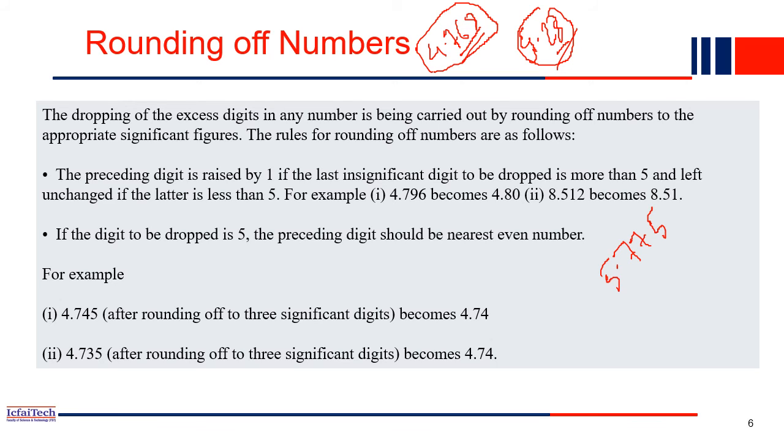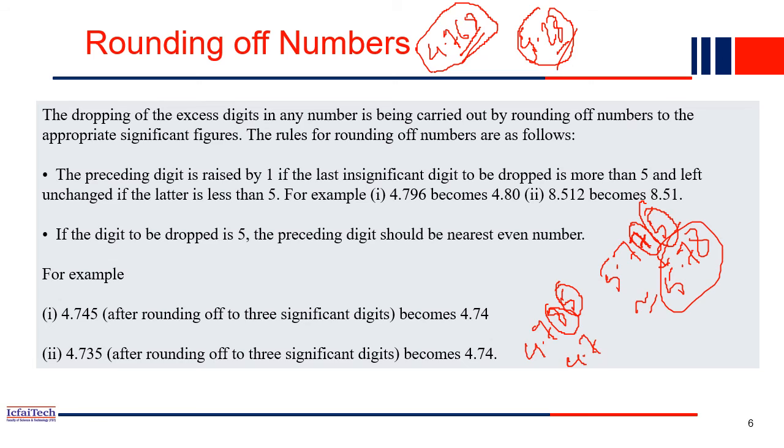5.775, so in that case the last digit is 5, right? That means this number is now an odd number, so we have to make it an even number. In that case we'll be increasing this number. Then if you round it off, it will come to 5.78. Okay, but if you have another number, 5.785, in that case this last digit is a 5, right? So this number is already even, so it will not change. So it will be 5.78.